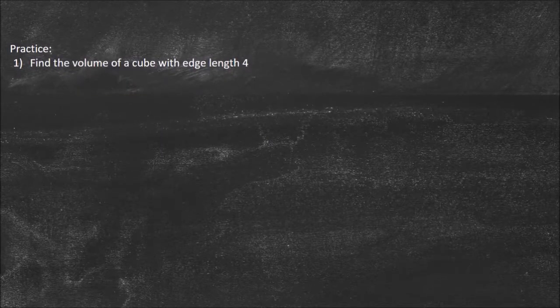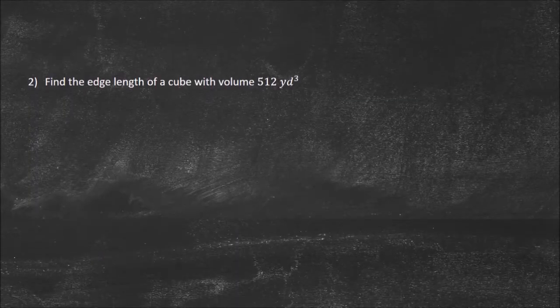Find the volume of a cube with an edge length of 4. Well, like we said, it's just going to be the edge length cubed, to the third power. And what's 4 cubed? Well, 4 times 4 is 16, times 4 is going to be 64 units, and since it's volume, it's going to be units cubed. So simple, really simple problem here, just plugging in.